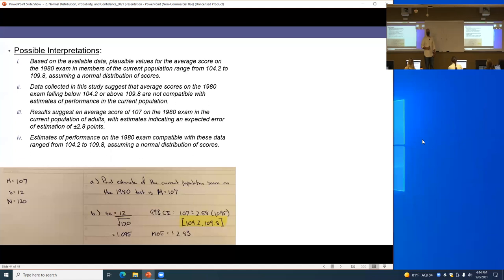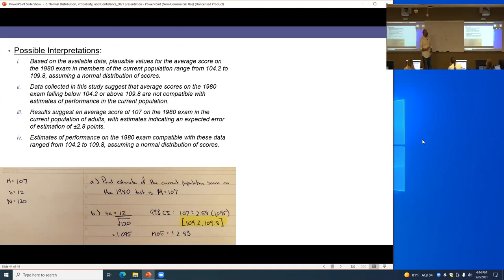I would expect any two randomly selected scores based on replication samples to differ by about 1 point, which starts to become pretty precise given what we're studying here. Plug this in, calculate my confidence interval. I get a lower bound of 104.2 to 109.8. My margin of error here is plus or minus 2.83.